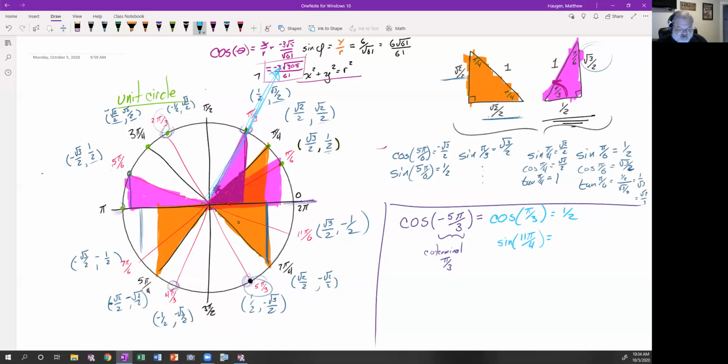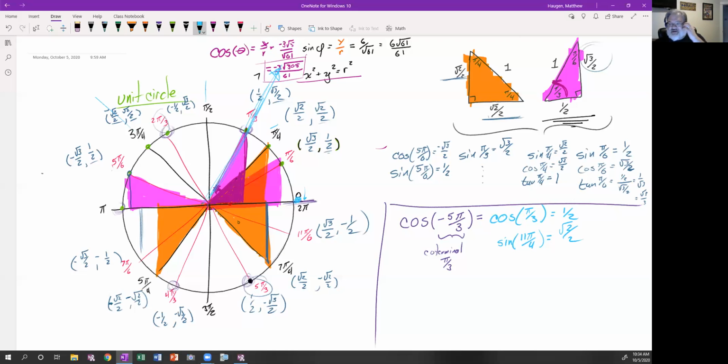So where is 11π/4? Well, again, if we start at 0, all the way around is 8π/4. So all the way around 8π/4, 9, 10, 11π/4. So 11π/4 is coterminal to 3π/4. Sine is the y value, so square root of 2 over 2.